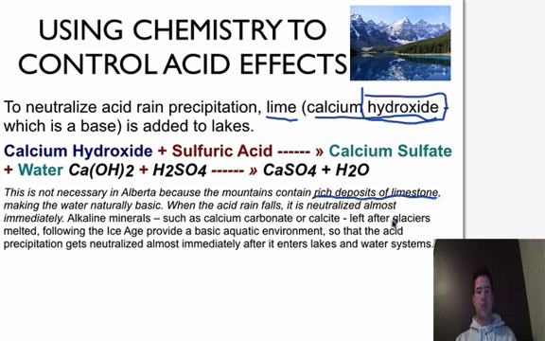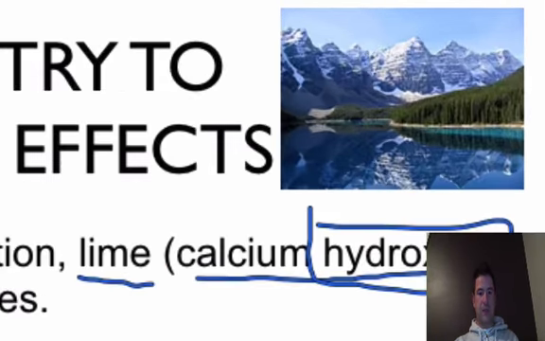I want to draw your attention to it. And what that does is it naturally makes the water basic, because as the water falls onto the mountains, it washes away any debris, but it also binds with that rich deposit of limestone, and it's going to just naturally neutralize and create a more basic solution.